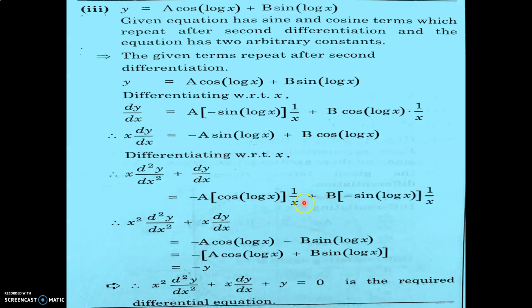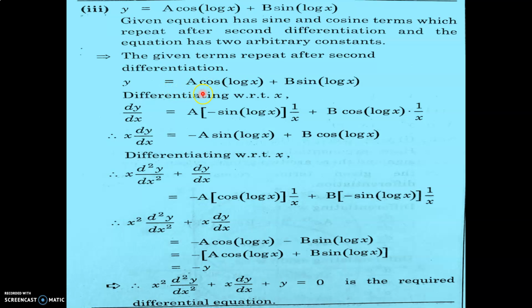y is equal to a cos log x plus b sin log x. The given equation has sine and cosine terms, which repeat after second differentiation. So you have to take the derivative twice, and two arbitrary constants are also there. So the given terms repeat after the second differentiation, because sine and cosine functions are cyclic functions, so it will repeat after the second one.